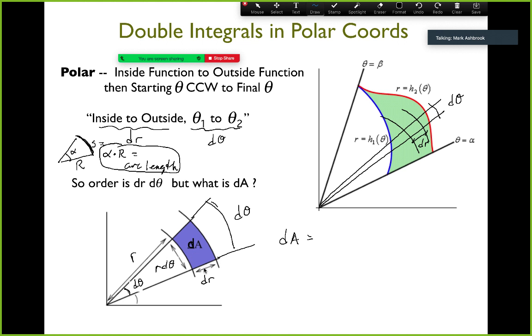dA is length times width. So it's still going to be like rectangular. When things get really small, these curves kind of go away, right? If it's super small, then this distance becomes a small little straight line distance. And we got r d theta times dr. And we said that dr comes first, right? dr d theta. So here's our dA. It's almost dr d theta, but we need that extra r in there times the d theta to get that as an actual length dimension, so that it's like length times width of the little rectangle.